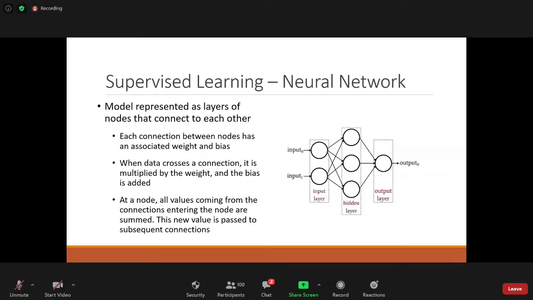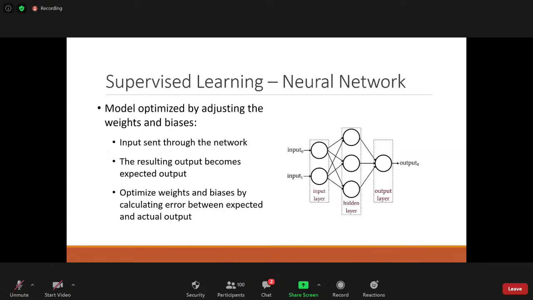So at a node, all values coming from these connections are summed, which means that if a node has multiple connections that are coming from previous layers, those are all summed together, and then they're pushed forward to the next layer. So now that we understand how a simple calculation of an output through an input works, we can then think about how we can optimize a model like this. So if you're given a lot of points of input and output pairs, you can then modify the weights and biases of each of these connections to optimize this model. So this is called forward and backward propagation.